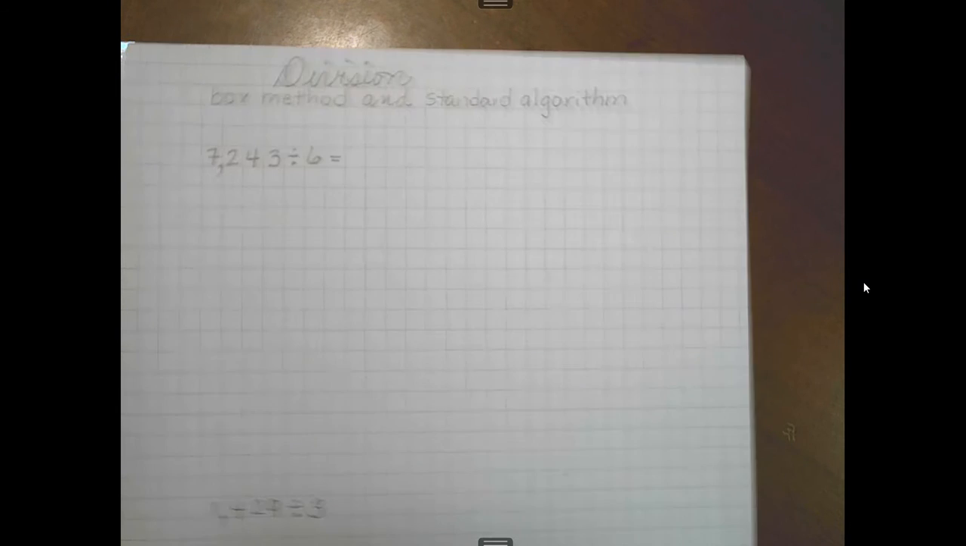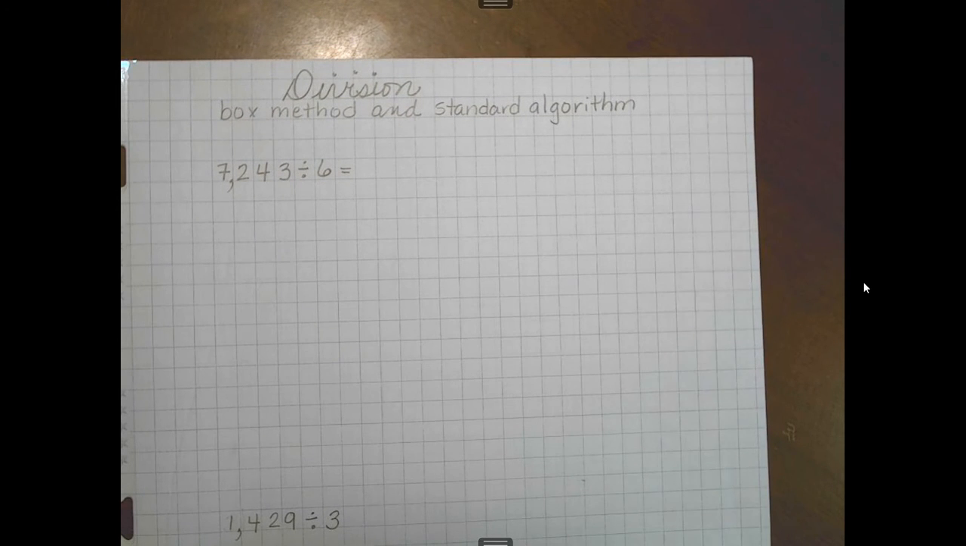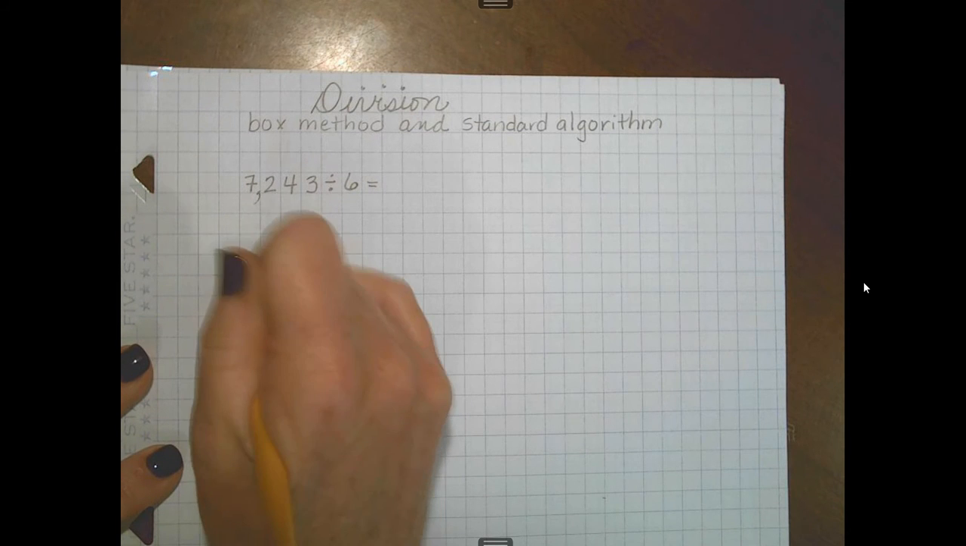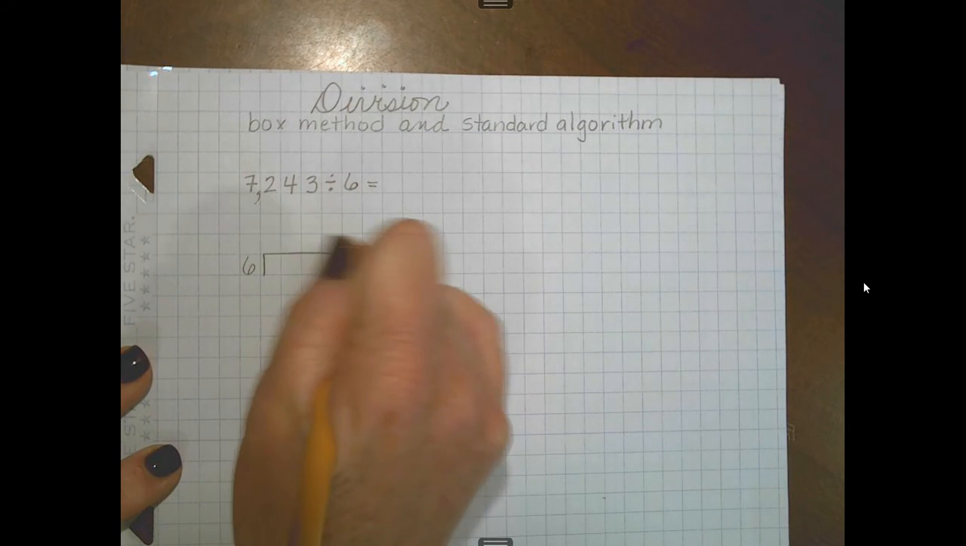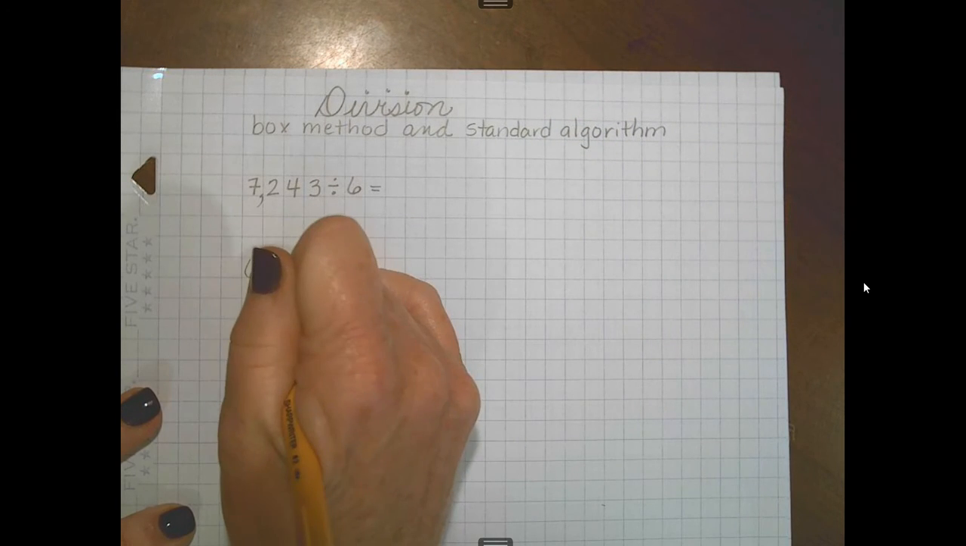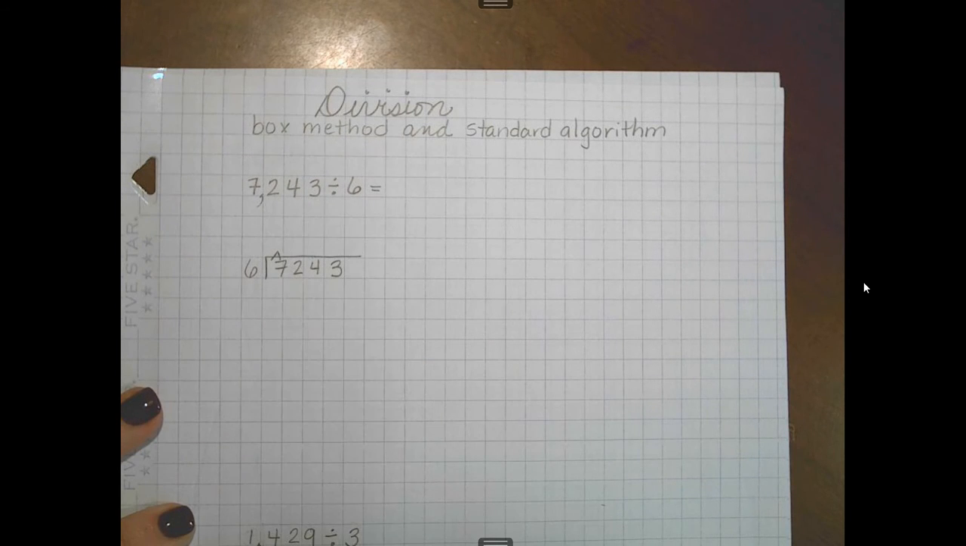Again, I'm seeing some of you that are doing the box method and some of you that are doing the standard algorithm. So we're going to talk about both of them quickly. So with the box method, it's really the same steps as the standard algorithm, except you're setting it up a little differently. So I'm going to show you the standard algorithm first of all. So we're going to divide 7,243 by 6. And what I like to do is I like to put a little caret marker where I'm going to start my quotient.